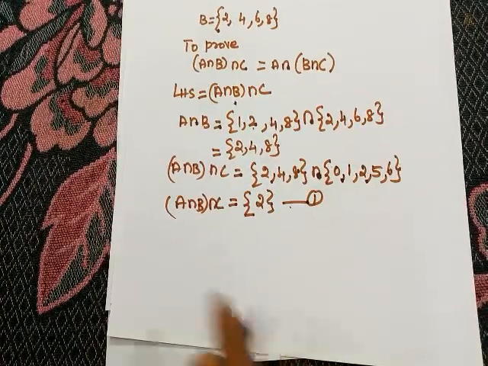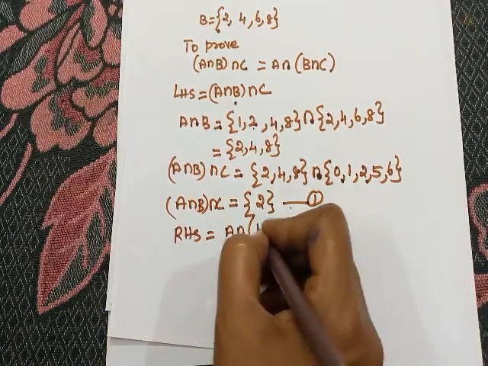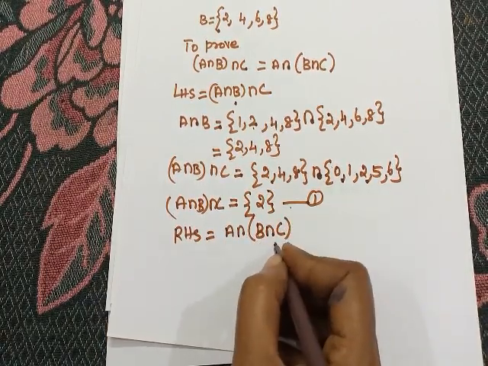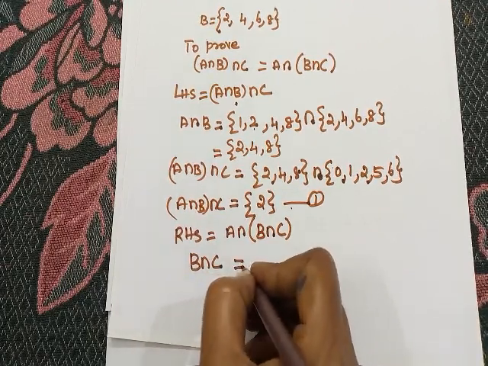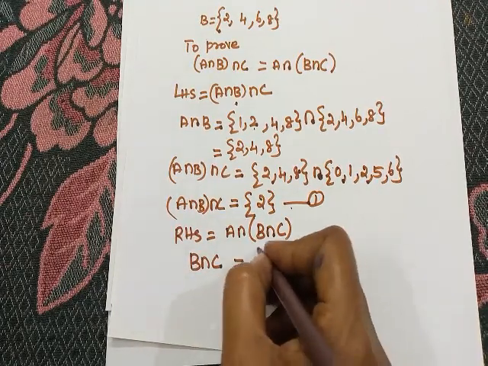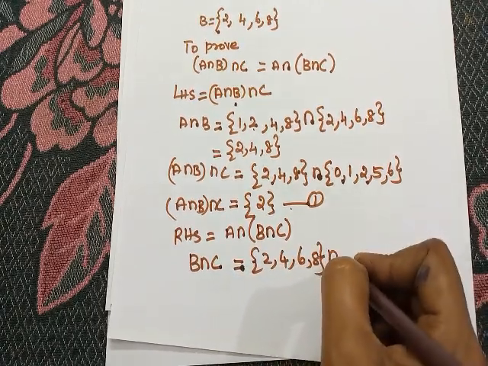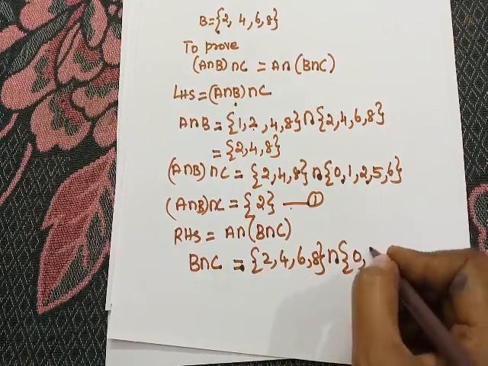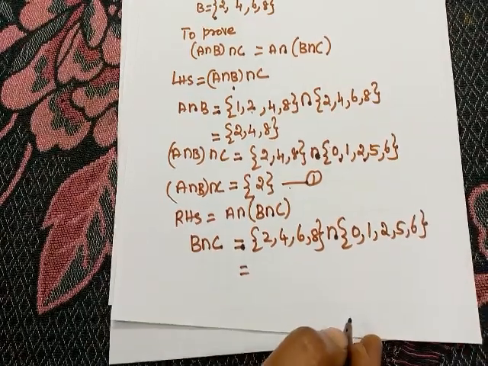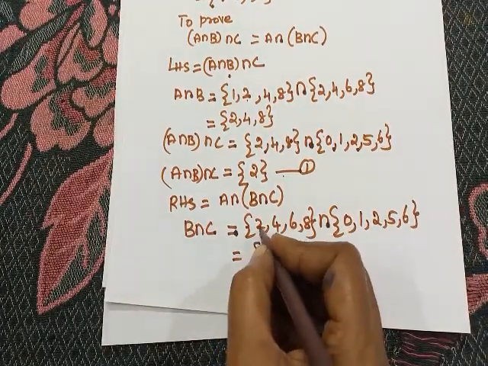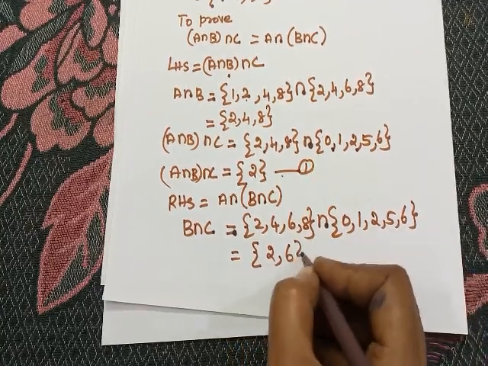Similarly, the RHS. What is the RHS? RHS is equal to A intersection, bracket, B intersection C. First of all, the bracket inside value needs to be found. That is B intersection C, which is equal to, what is the B set we have? B set is 2, 4, 6, 8 intersection C set, 0, 1, 2, 5, 6. Now we have to find the common value of both sets. Which are the common? 2 and 6 are the common.